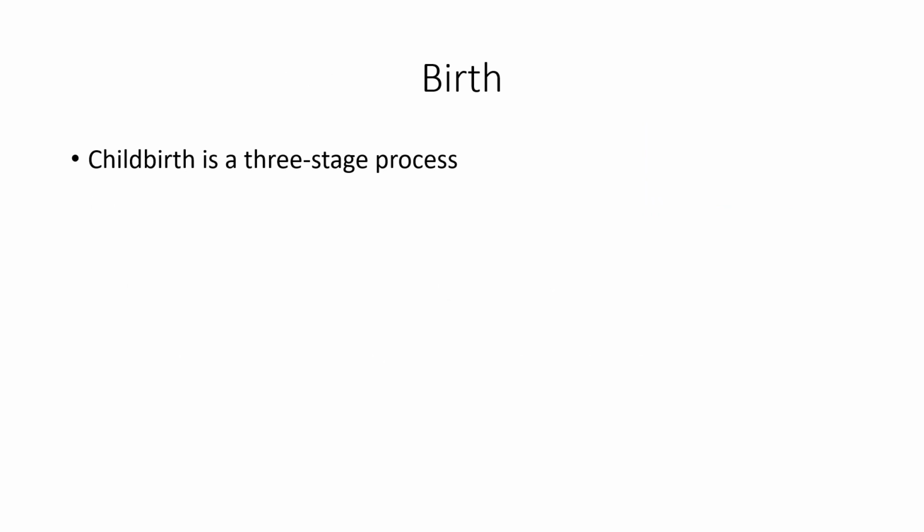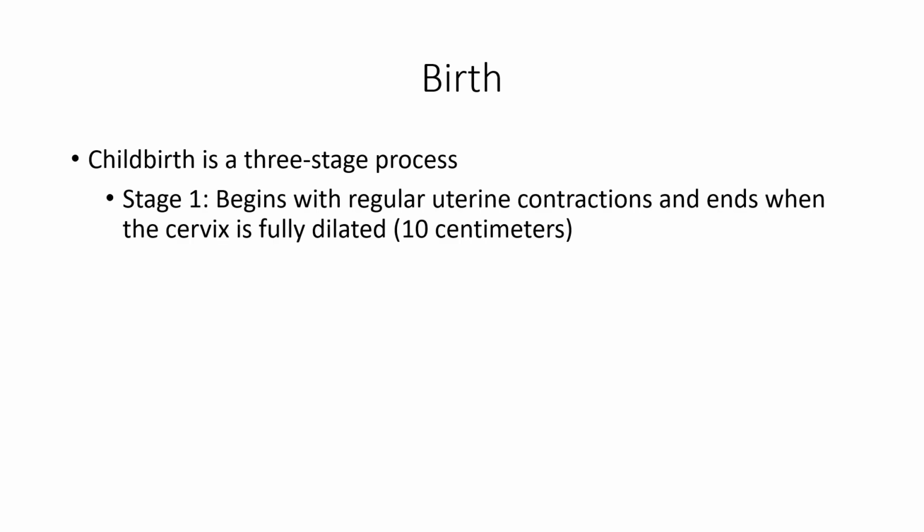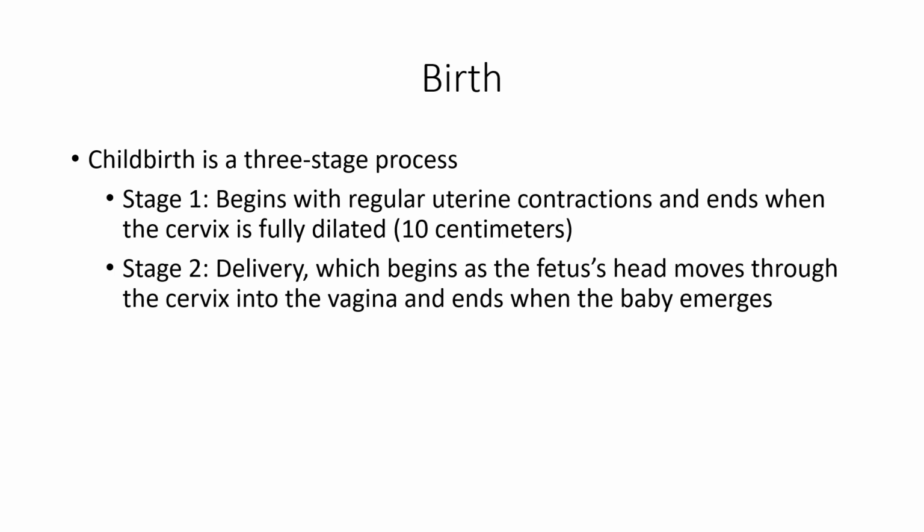As far as the birth itself, childbirth happens in 3 stages. First, you get the beginning of regular uterine contractions, and stage 1 ends when the cervix is fully dilated at about 10 centimeters. Stage 2 is when the fetus's head starts to move through the cervix into the vagina and ends when the baby fully emerges. And stage 3 is the afterbirth, the expulsion of the placenta.